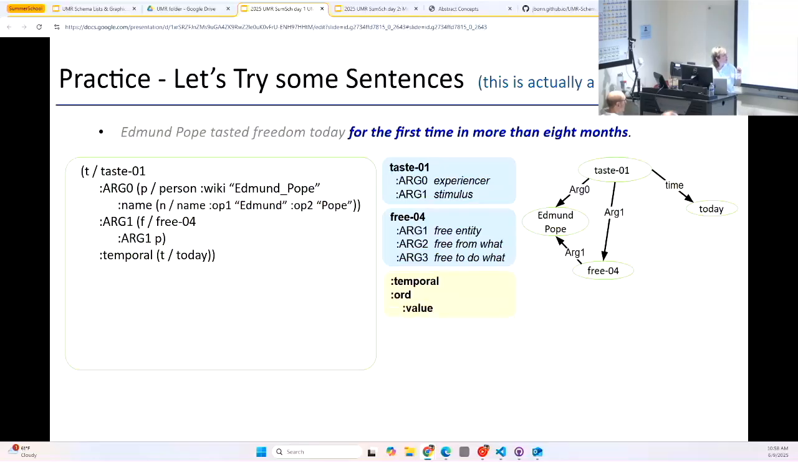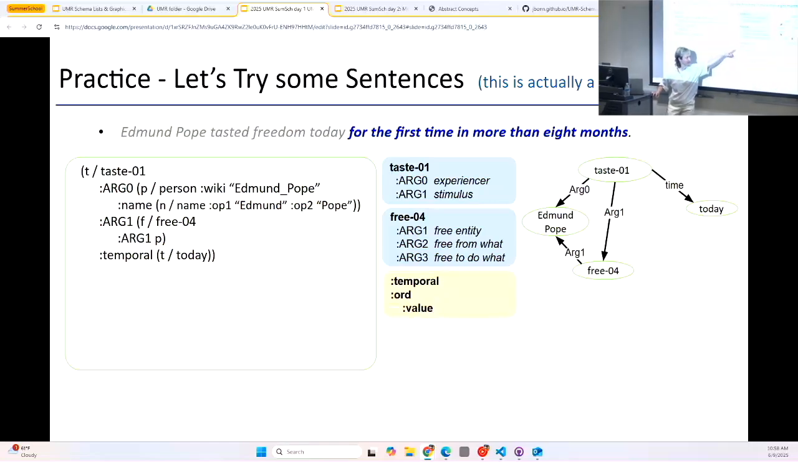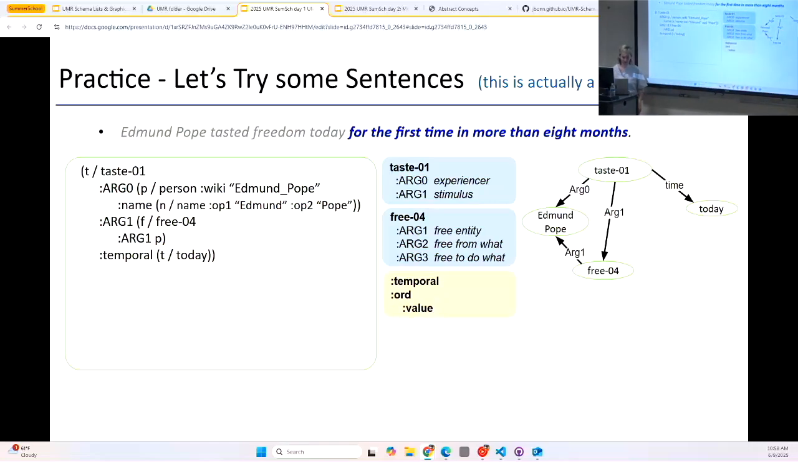We have a role called ord for ordinals. It takes a subrole called value. When you annotate it, it looks like this. So you start with this as an abstract concept, kind of like how the person is an abstract concept. That's the named entity type. This is an entity type also. So the ordinal entity has a value of 1 because it's the first time.